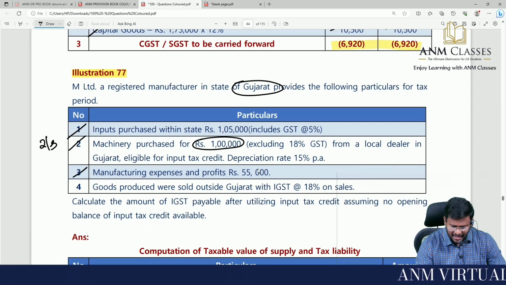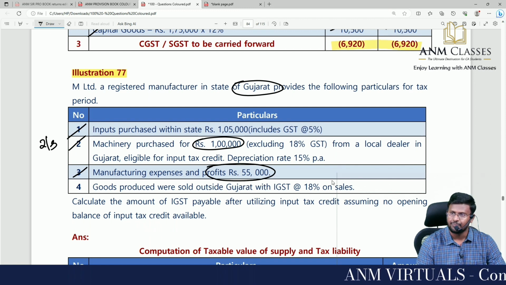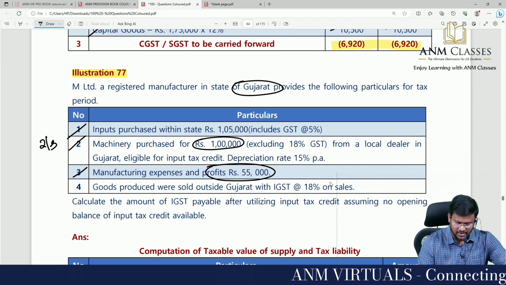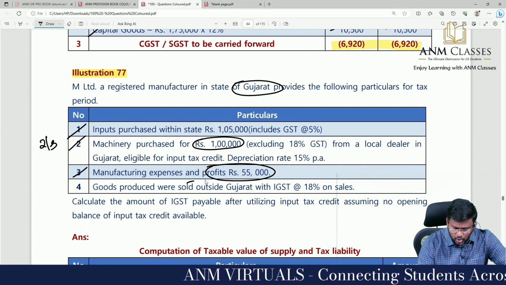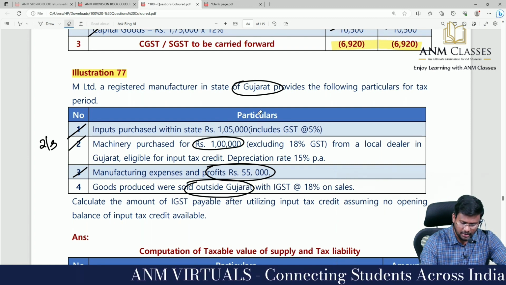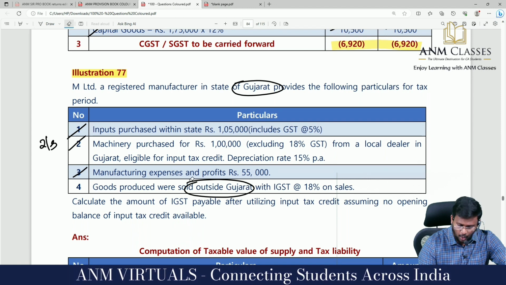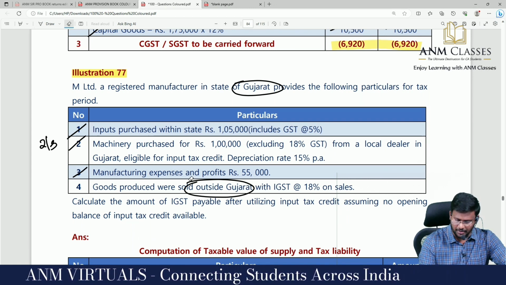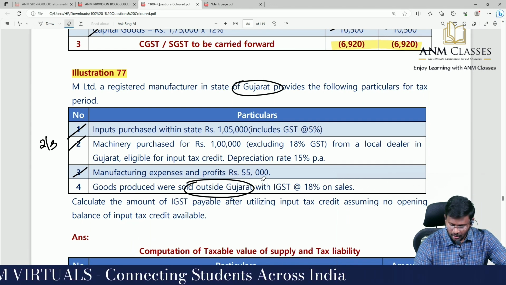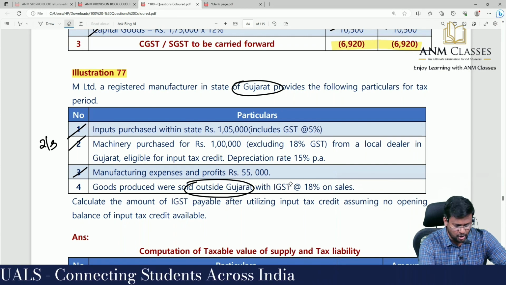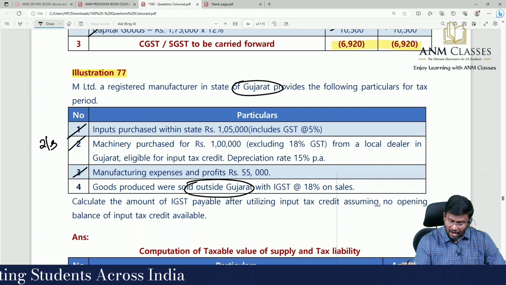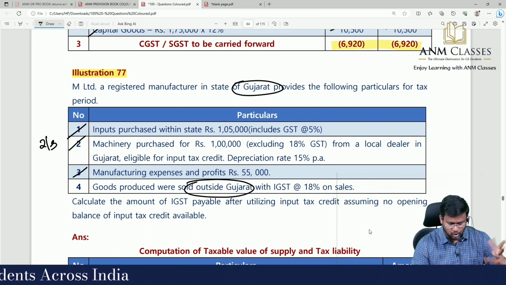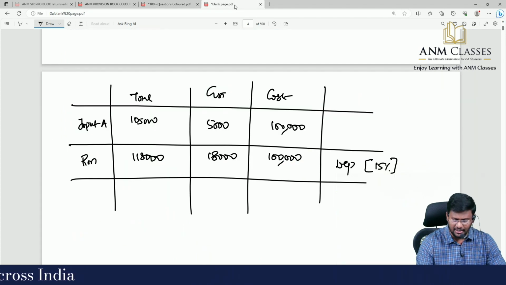Manufacturing expense and profit is how much? So they have given manufacturing expenses and profit. Goods produced were sold outside Gujarat. That means interstate supply. Outside Gujarat means interstate supply. What has to be collected? With IGST at 18% on sales. Calculate the amount of tax payable after utilizing the input tax credit, assuming no balance of input tax credit available.